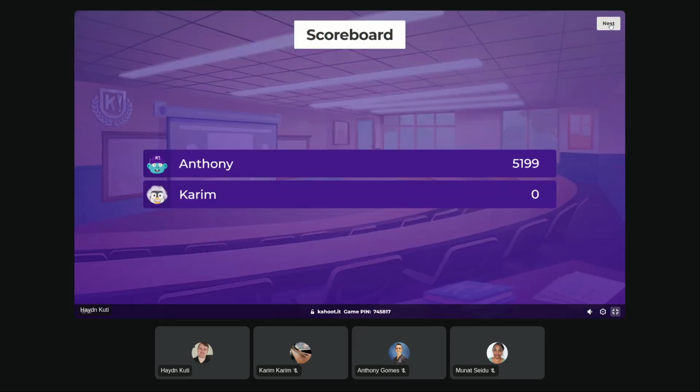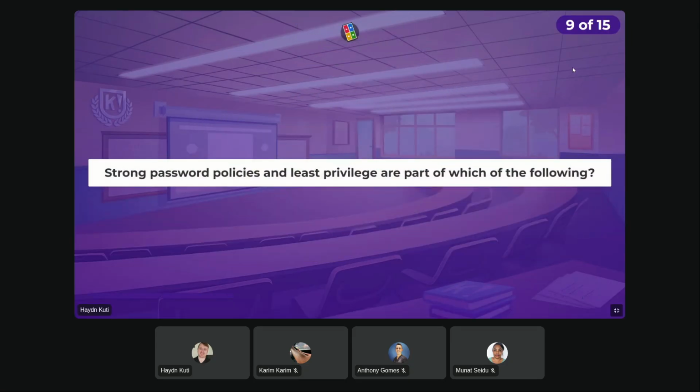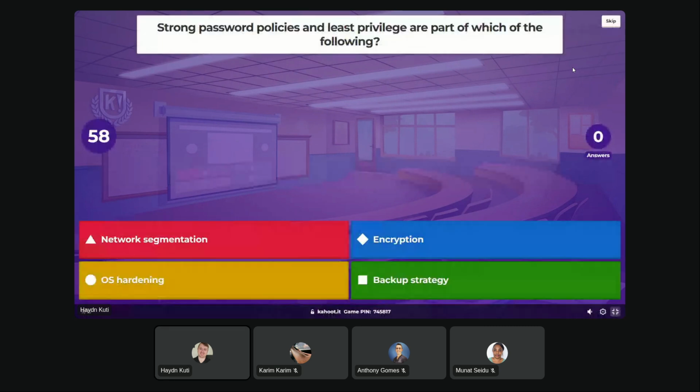All right, that's doing great. Strong password policies and least privilege are part of which of the following? Network segmentation, encryption, operating system hardening, or backup strategy.